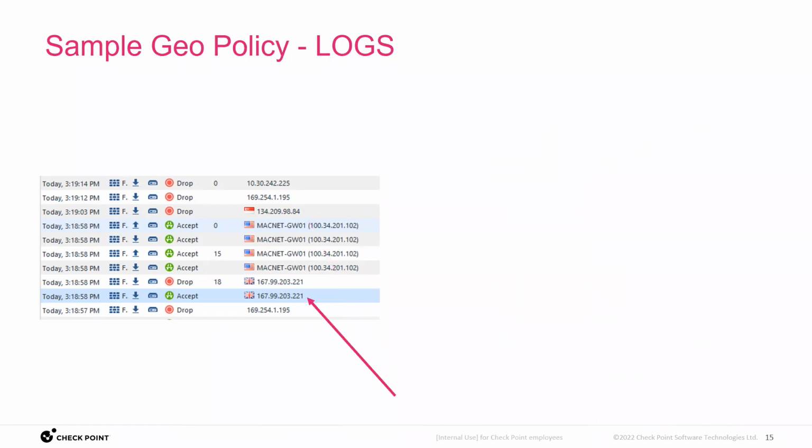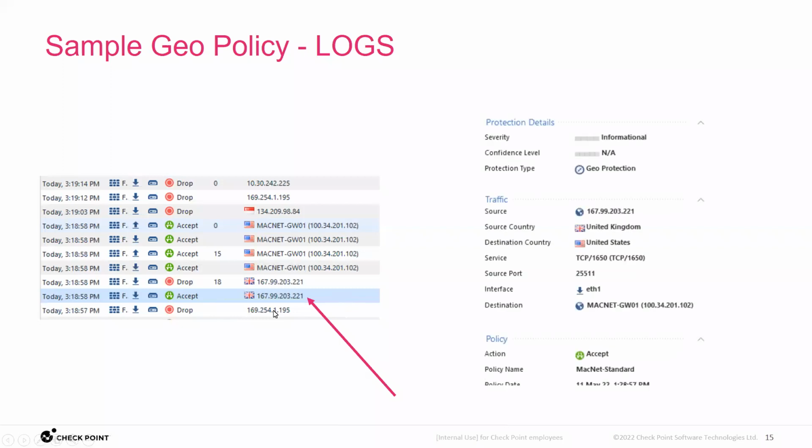The next one I'm going to click on is from Great Britain. This IP address is accepted. It doesn't have an access rule number here. If we click on that again, it tells me that it was allowed based upon the geo protection. So this was part of the allow all the other countries, and it was in the accept mode.